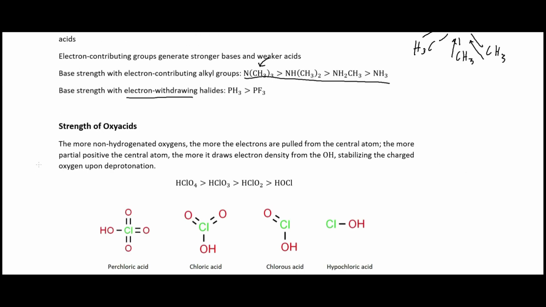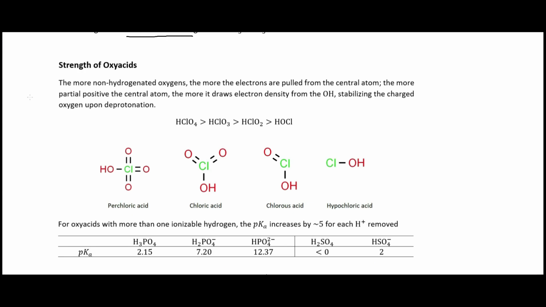So then we can also consider the strengths of these oxyacids, which are acids that have oxygens bound to them, as the name would suggest. So the more non-hydrogenated oxygens, so that would be oxygens that look like this, the more the electrons are pulled from the central atom, and the more partial positive the central atom, and the more it draws electron density from the OH, stabilizing the charged oxygen upon deprotonation.